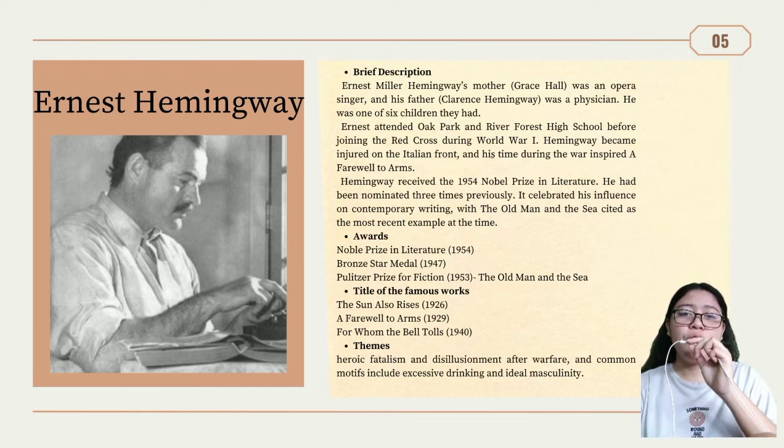The third one, For Whom the Bell Tolls, is one of his best known works and was published in 1940. Hemingway served in the military for most of his life and also enjoyed drinking, and reflected these characteristics onto his characters. Therefore, common themes in his works include heroic fatalism and disillusionment after warfare, and common motifs include excessive drinking and also ideal masculinity.